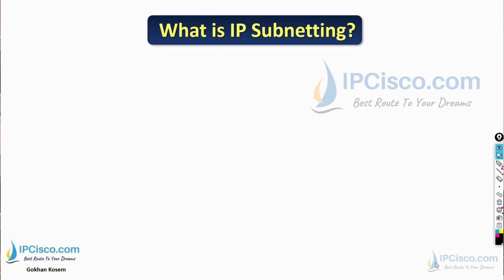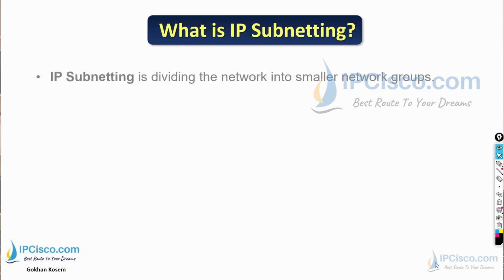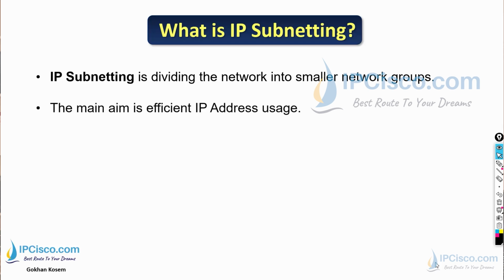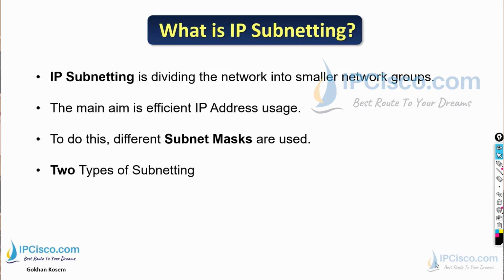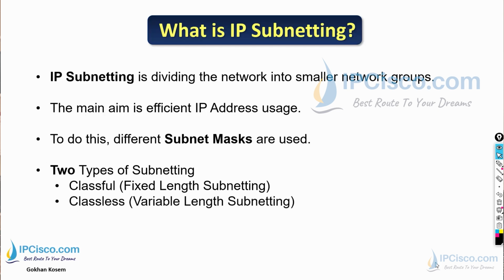What is IP subnetting? IP subnetting is basically dividing the network into smaller network groups. Here, our aim is to use our IP addresses, IP version 4 addresses, efficiently, and to do this, we use different subnet masks. There are two types of subnetting. One of them is classful fixed length subnetting, and the second one is classless variable length subnetting. We will see all the details of these lessons in the following slides.